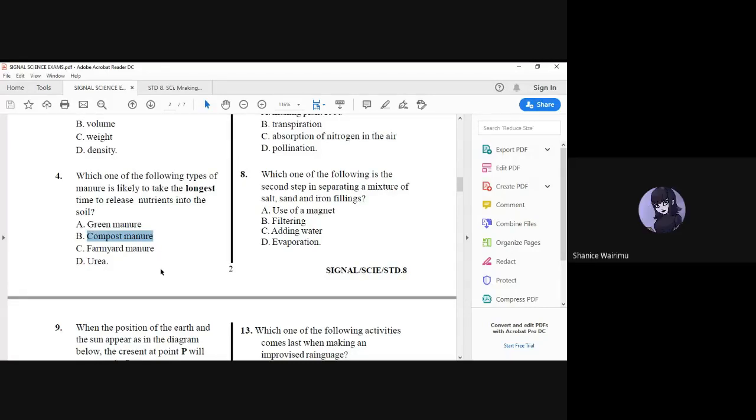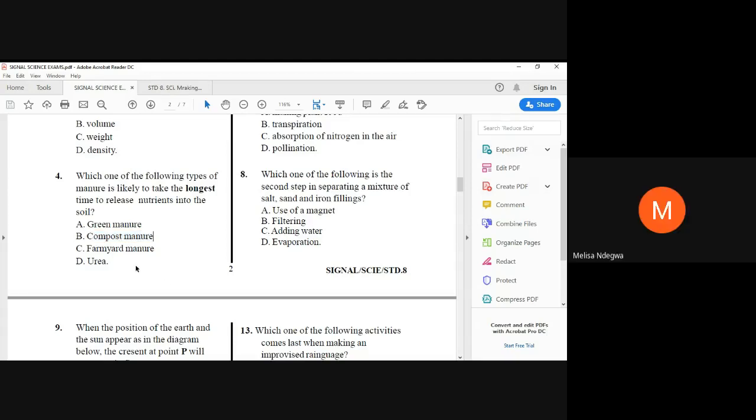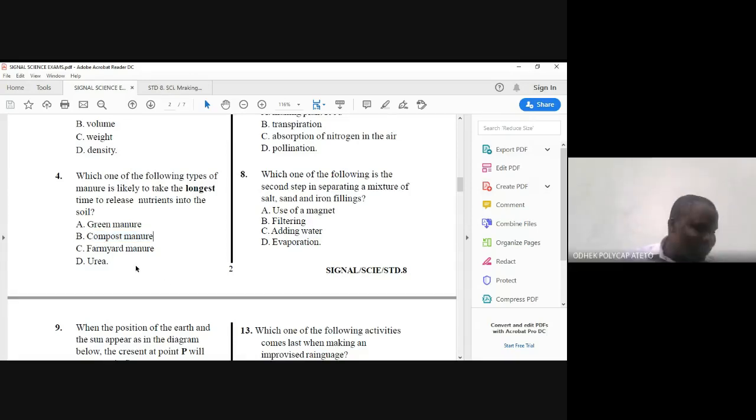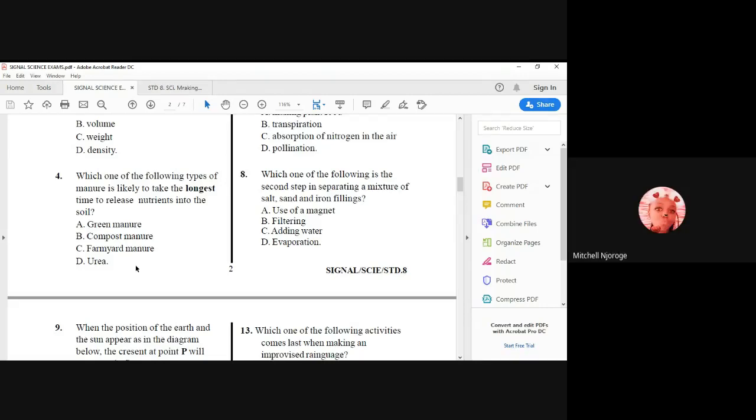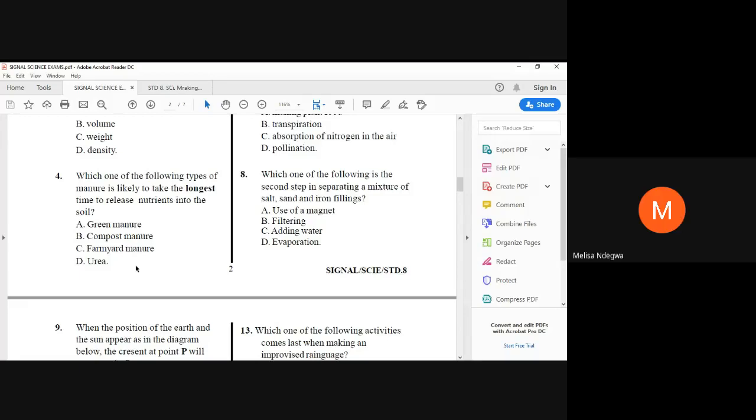Then fourth layer, kitchen refuse. And then we have the maize stalk. Is that correct? You have the maize stalk? Yes. Okay.